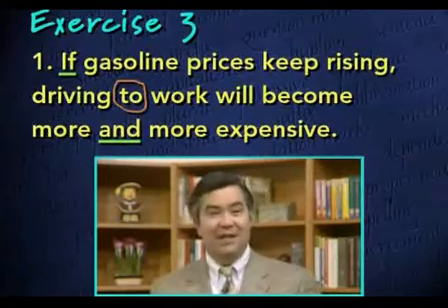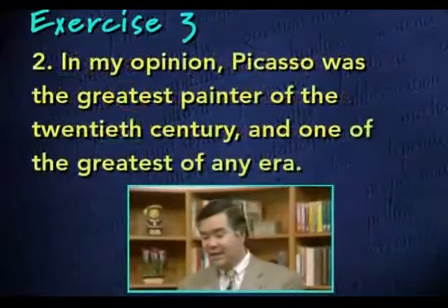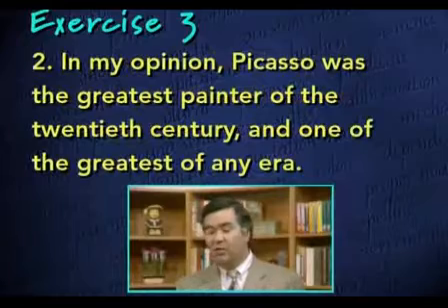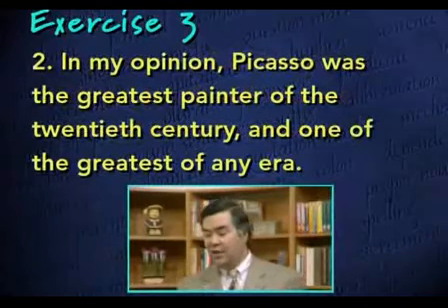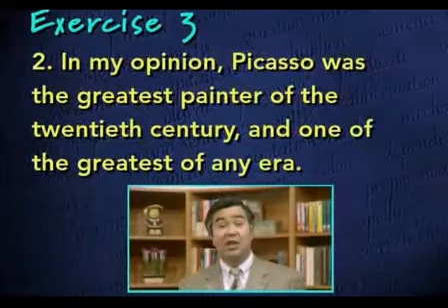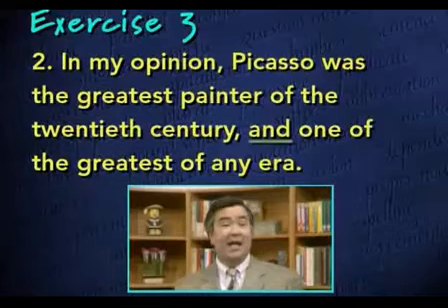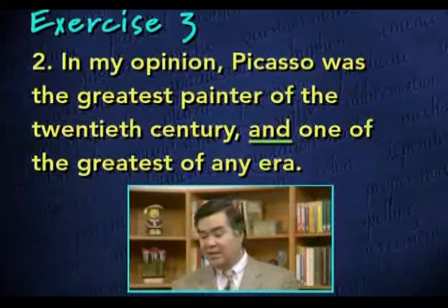So to is the preposition here. Let's look at the next sentence. In my opinion, Picasso was the greatest painter of the 20th century and one of the greatest of any era. There's just one conjunction in this sentence. It's the common coordinating conjunction and. It appears near the end of the sentence.